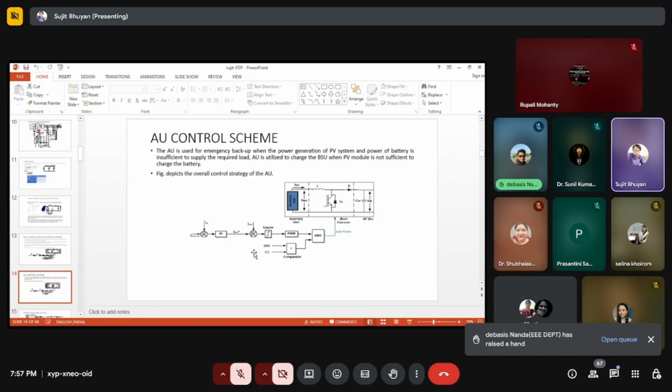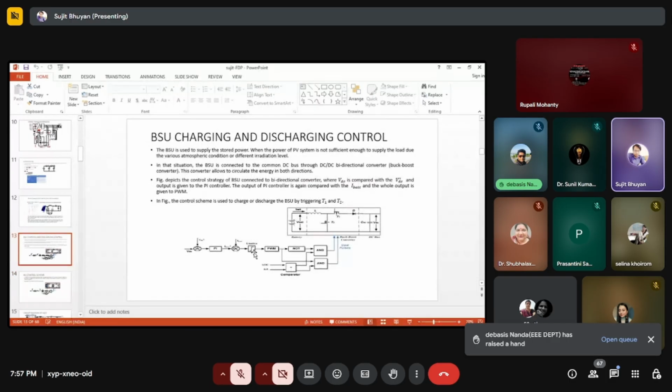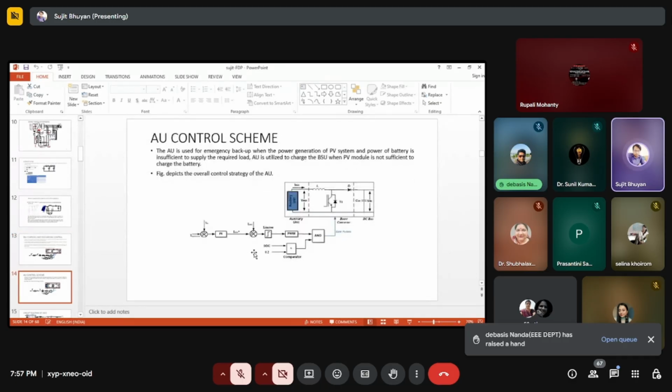And here I have used the boost converter. Previously, I have used the buck-boost converter, and there were two IGBT or MOSFET switches, but here there is a single switch. So we can see that.